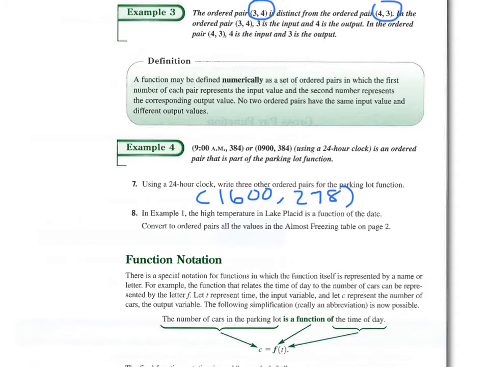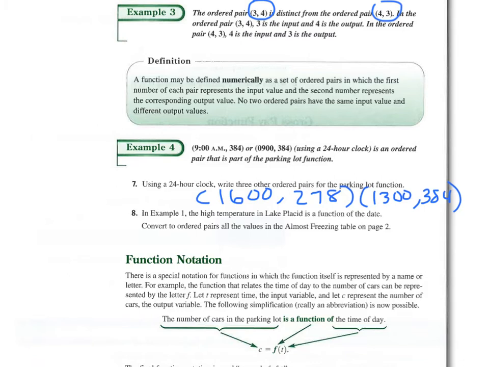Okay, 1 o'clock would be 1300. And that's where there were 384 cars. I'm just looking at that chart from the beginning. Okay, so they're just asking you to write, and we could do it for a couple more, but those are just writing that table as ordered pairs.